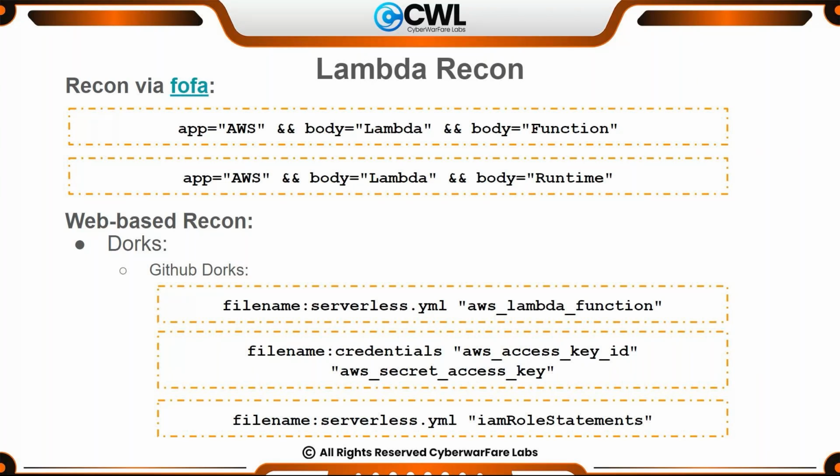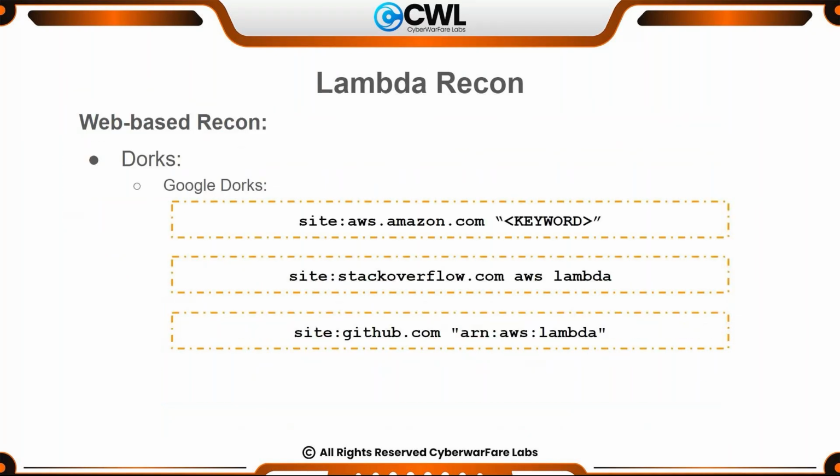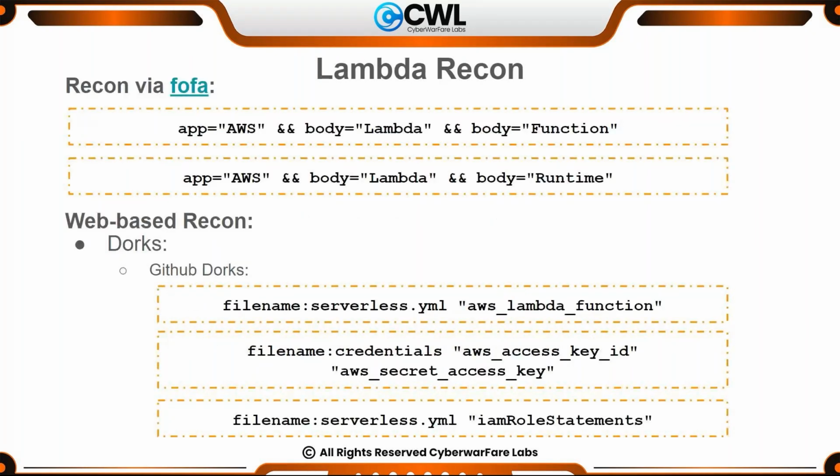So the first and second queries are quite similar. The only distinction is that the first is searching for the functions, and in the second one we are searching for the runtimes respectively. We can also take help of docs to search for more information related to Lambda functions. So you can see these are some of the docs mentioned.